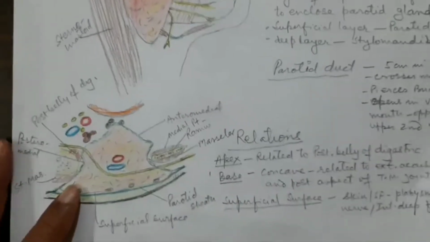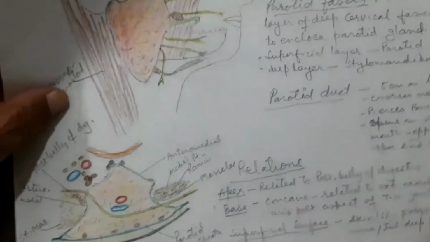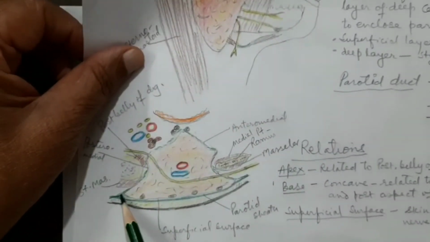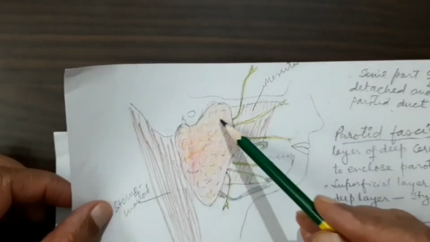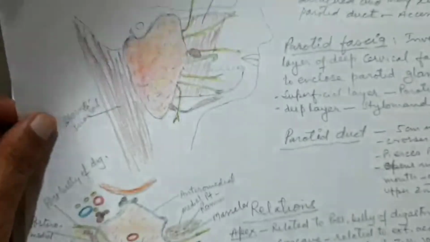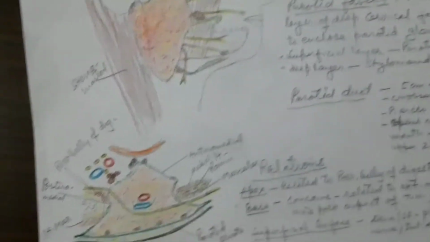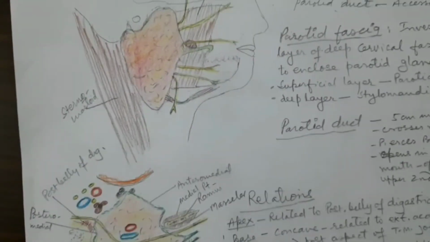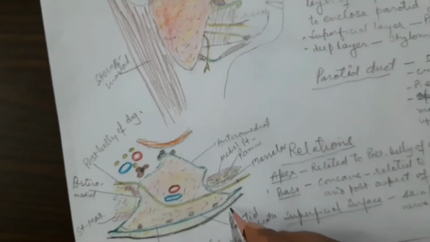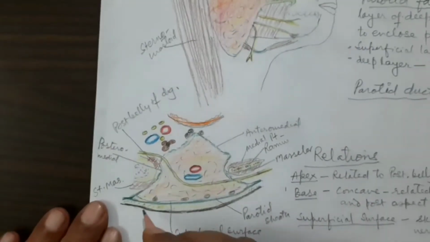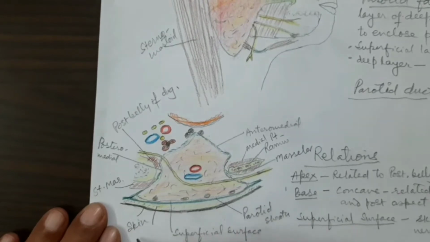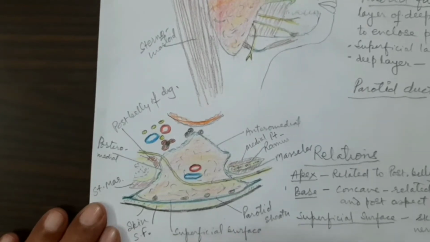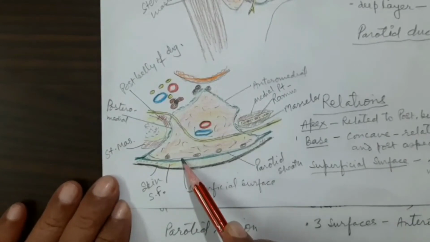Now, what is the relation of the superficial surface? We have seen that this is the superficial or lateral surface. This whole is the superficial or the lateral surface. And what is its relation? This is covered by the skin. It is the skin here. And deep to the skin is the superficial fascia. Okay, so there is the skin.